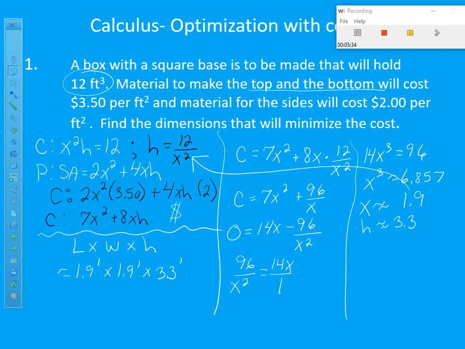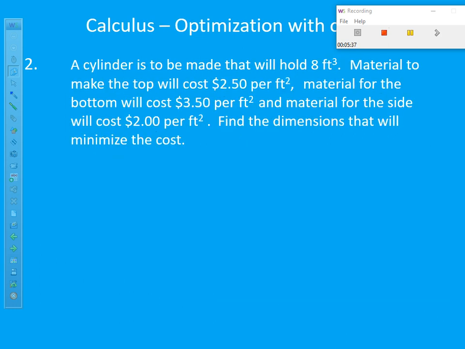Now, come over and peek at your number 2. I figured I'd do a box today, a cylinder, and then we would just set up one other, and then we'd roll. So here goes my number 2. A cylinder is to be made that'll hold 8 cubic feet. So right there, guys, I already know my constraint equation.